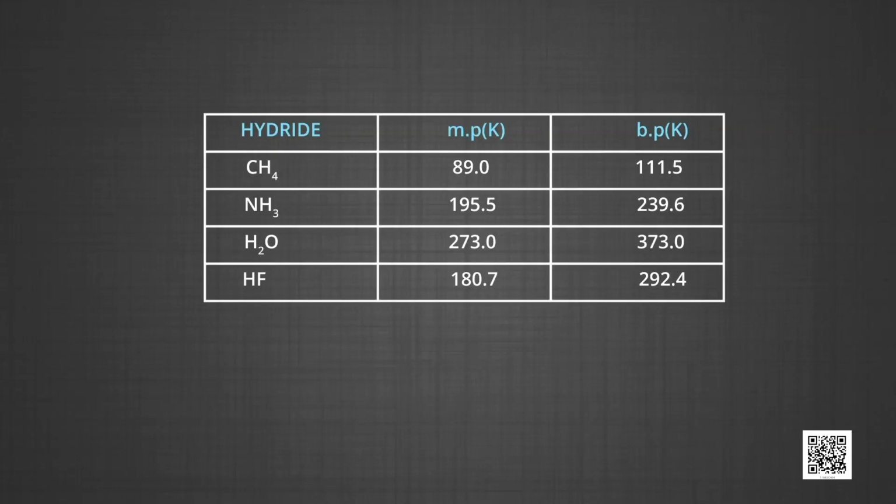Now, let us compare the boiling points of methane, ammonia, water and hydrogen fluoride. The boiling point of methane is 111.5 Kelvin, ammonia it is 239.6 Kelvin, water 373.0 Kelvin and hydrogen fluoride 292.4 Kelvin.